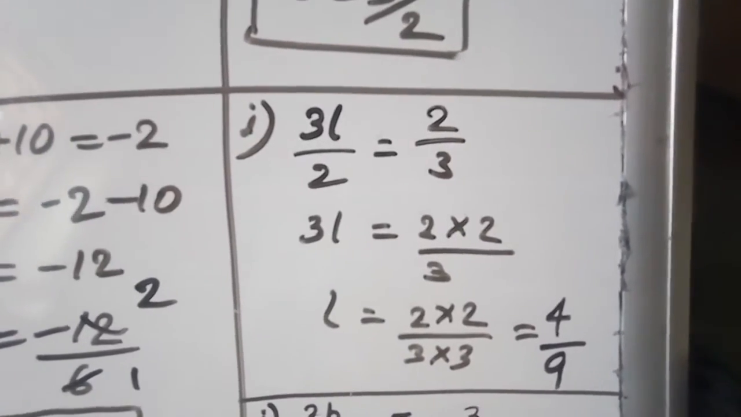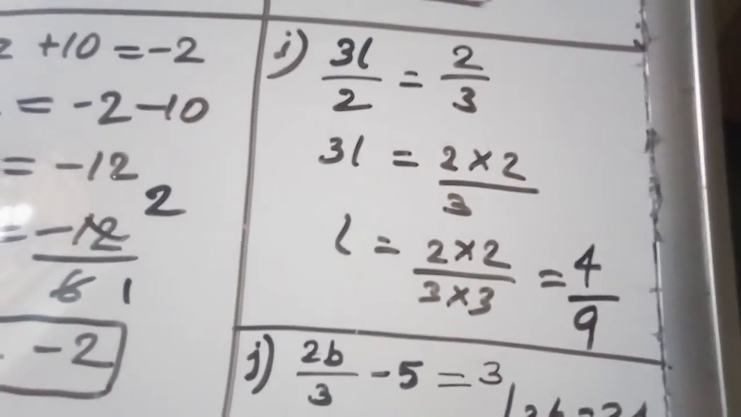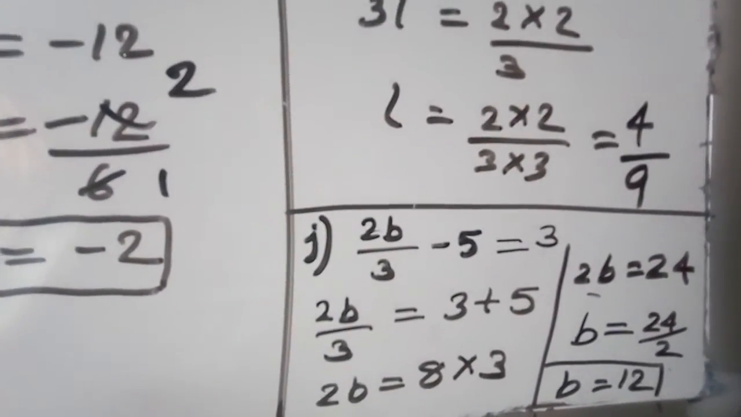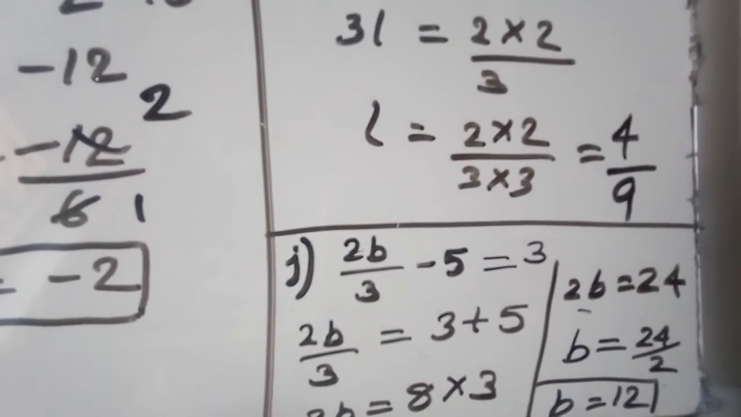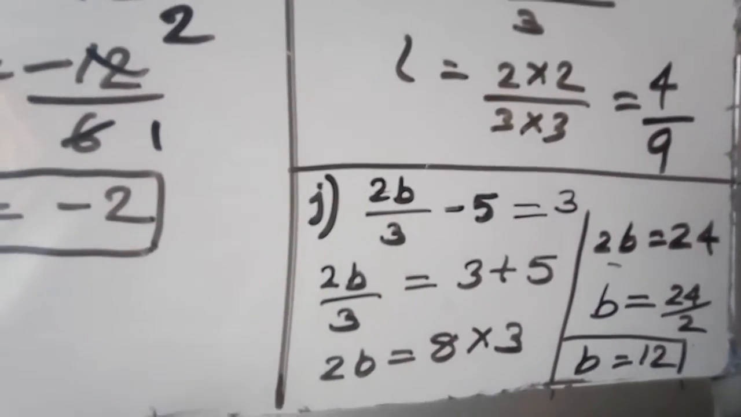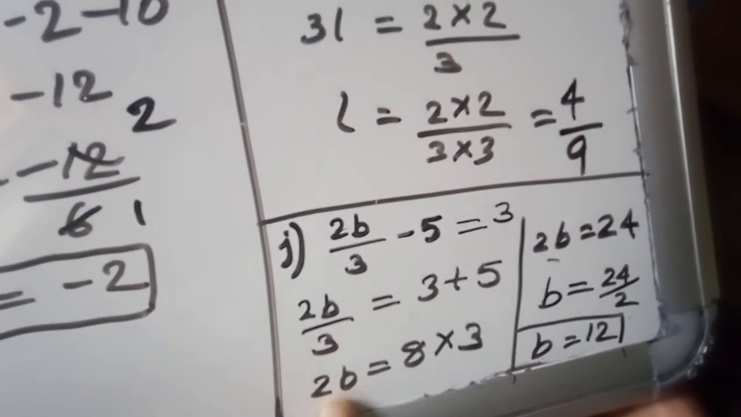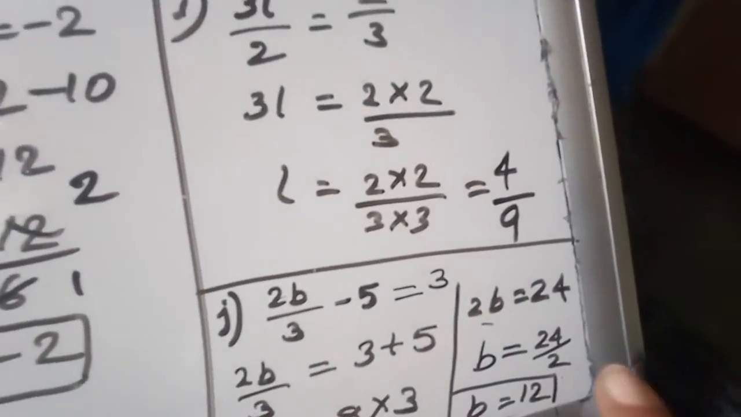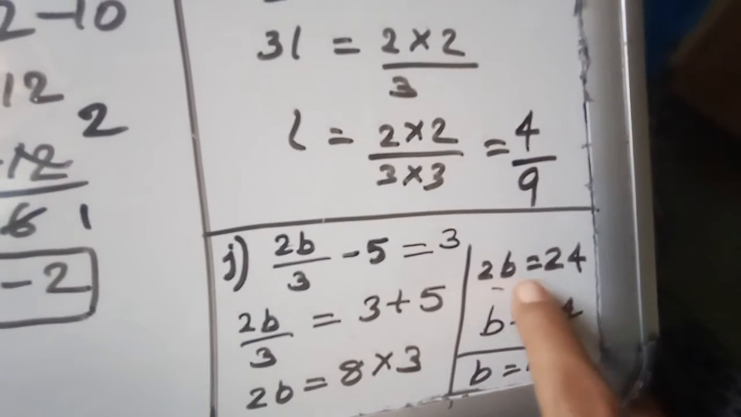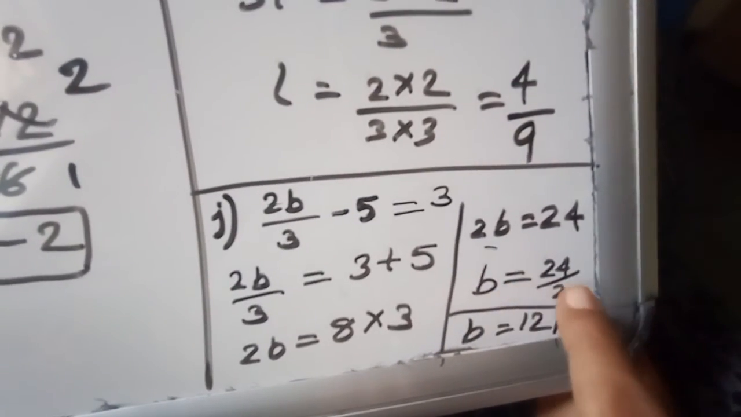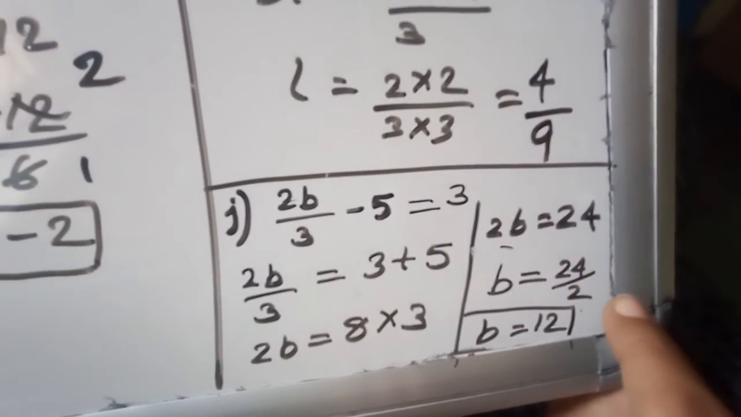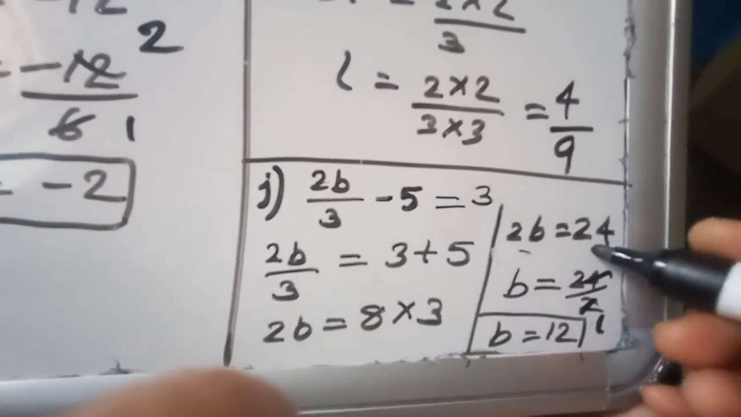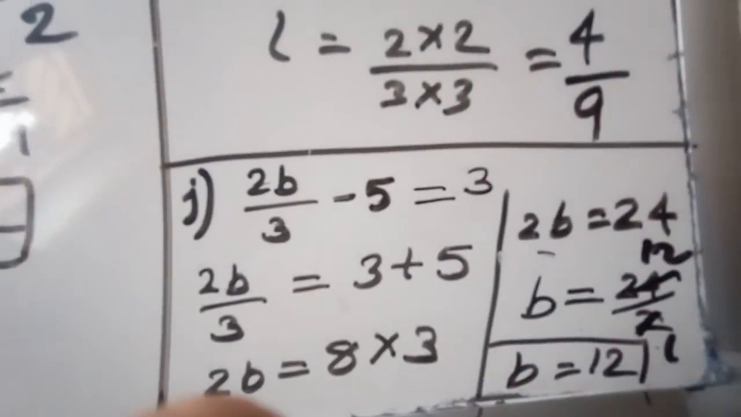Now the last question, J: 2b upon 3 minus 5 is equal to 3, then 2b by 3. Minus 5, when I shift to the right hand side, it becomes plus 5. 3 plus 5 we have got 8. 2b by 3 is equal to 8. This 3 becomes multiplication. 8 into 3. 2b is equal to 8 3s are 24. 2b is equal to 24. Then b is equal to 24 by 2. This multiplication becomes division. So 2 12s are 24. So the answer is b is equal to 12.